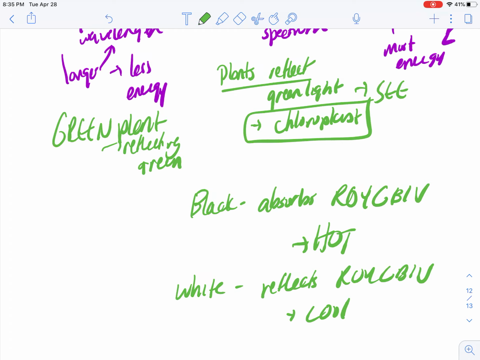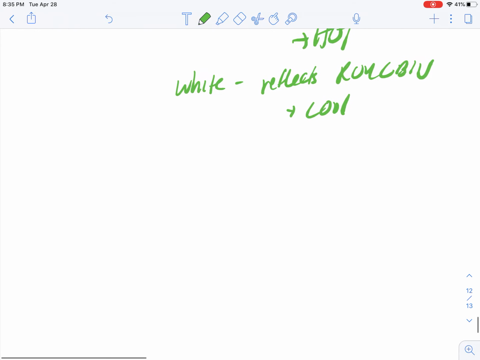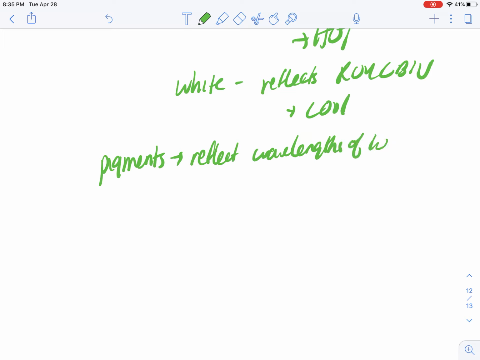It's absorbing red, orange, yellow, green, indigo, violet, right? So that's how you see. And the reason why you see is because of pigments, okay? So pigments can reflect wavelengths of light, and pigments can absorb wavelengths of light.